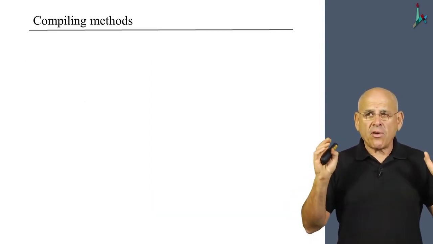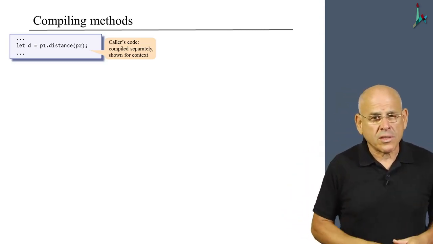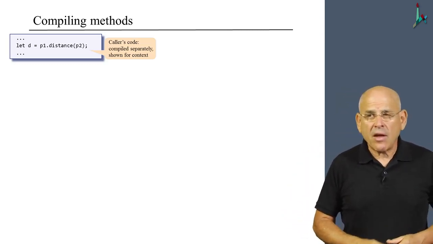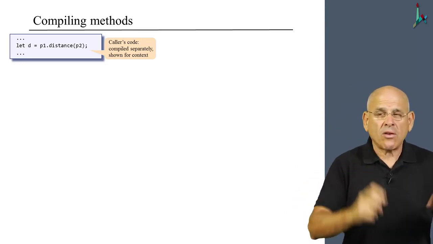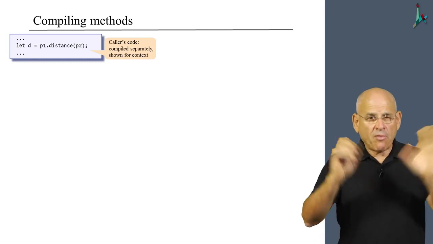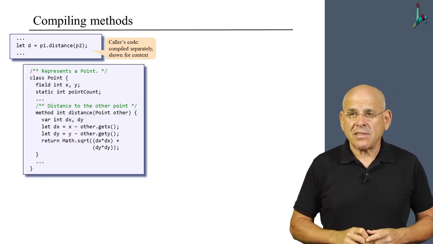So first of all, just for context, here is the client code that calls the method for its effect. We don't really need it. It's a separate compilation unit. We dealt with it already, but it provides context. And here is the method itself, distance.